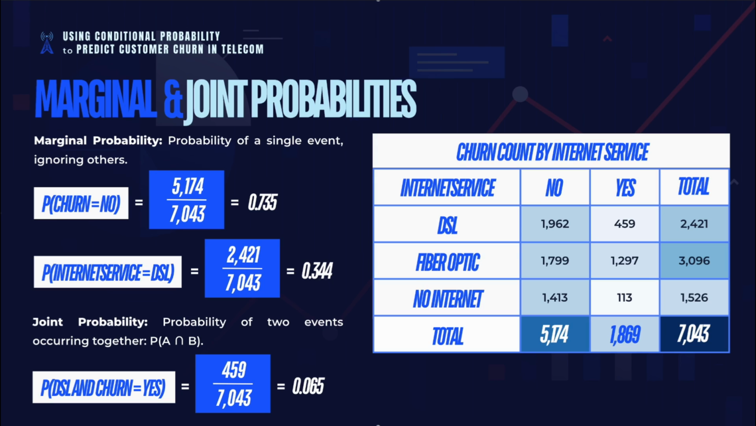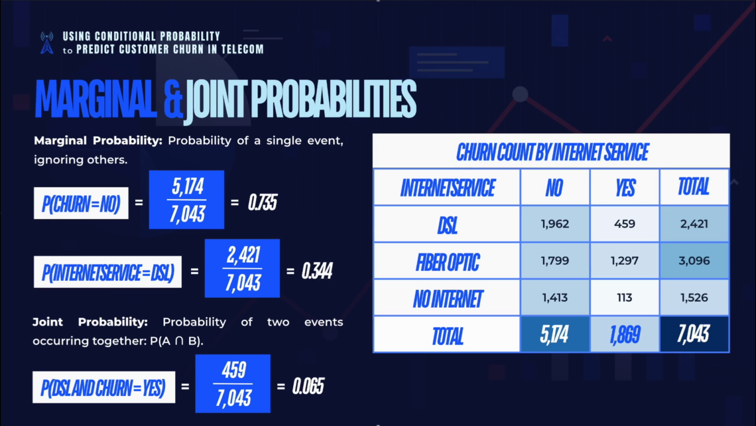So if we want to calculate the probability of churn is no, which is no churn at all, we just take the number from this one, from the total, divided by the total customers. And we can do that for the probability of internet service is DSL as well, which is 2,421 divided by 4,843. And joint probability is another key thing as well.